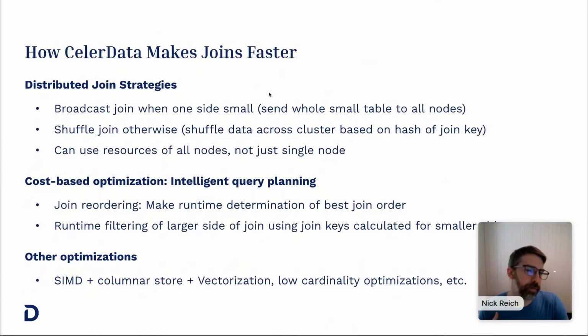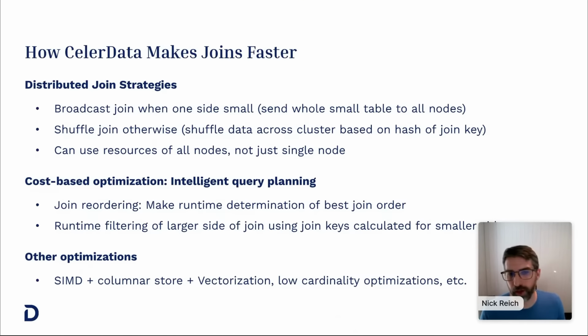And then because you have a larger number of nodes in their distributed system, you can use the resources of a lot of nodes. So in some cases, you can simply use the amount of compute you have to overcome the barrier of the mathematical challenges of joins. And then on top of that, CelerData has a very strong cost-based optimizer in their query planner. And that really makes a lot of this possible.